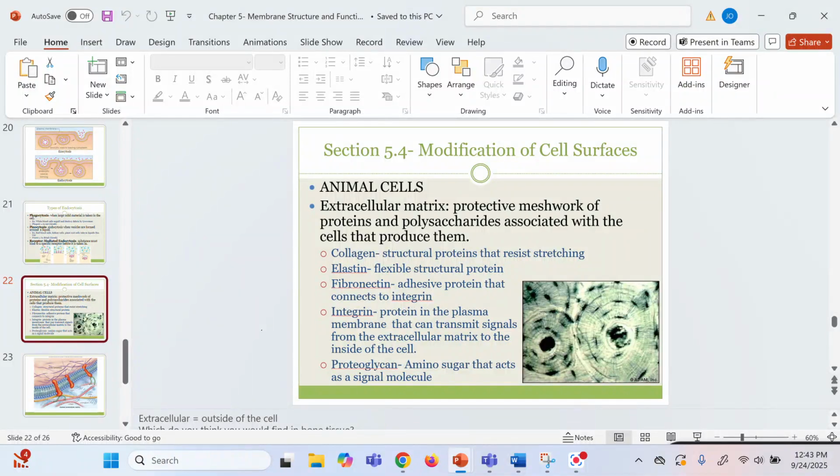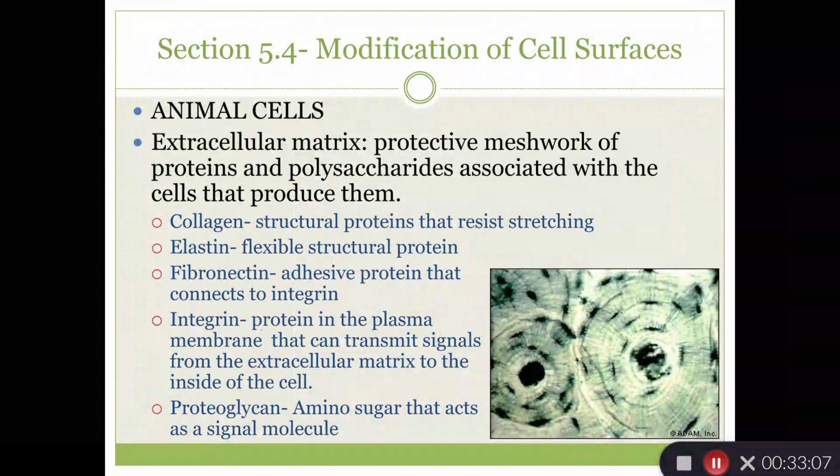So animal cells have this extracellular matrix. Make that big again. There we go. Animal cells have this extracellular matrix. It is proteins and polysaccharides associated with the cell. And so it's all around the cell, kind of like a skeleton, or extra cell. Extra means outside. Outside the cell, kind of holding it together like a skeleton though.